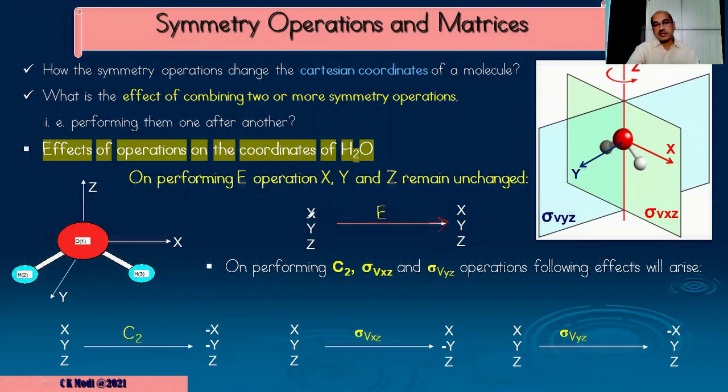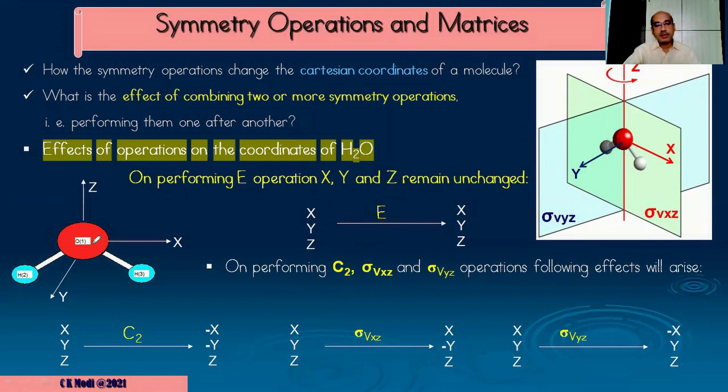Now, after the E operation, what is my final result? The final Cartesian coordinates: x becomes x, y becomes y, and z becomes z. So why are we getting the same results? Because we have performed the E operation. What is the condition of E? The E operation means no change is made in the molecule. The molecule will remain as it is.